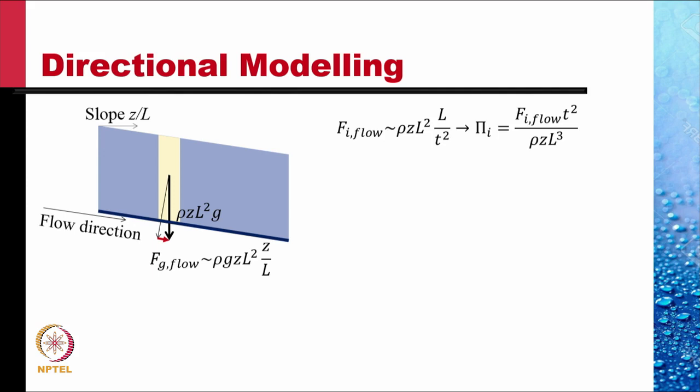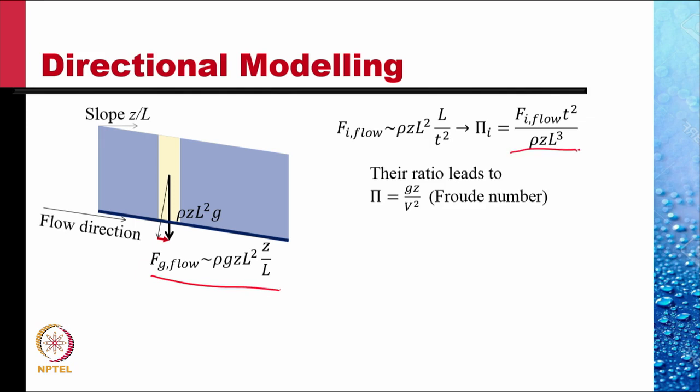Inertial forces of the flow are rho Z L square, where Z L square is the volume, times L by T square, the acceleration. So the ratio of this gravity force and this inertia force now leads to a Froude number which is G Z by V square, the same as before except L has been replaced by Z. So this permits us to use a different scale in the Z direction than the scale in the length direction.